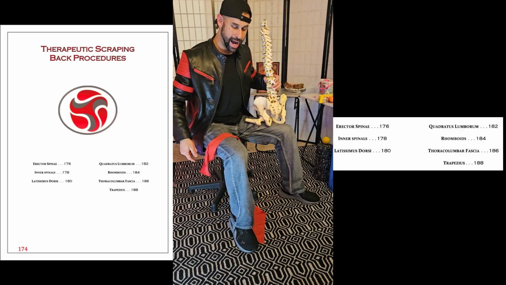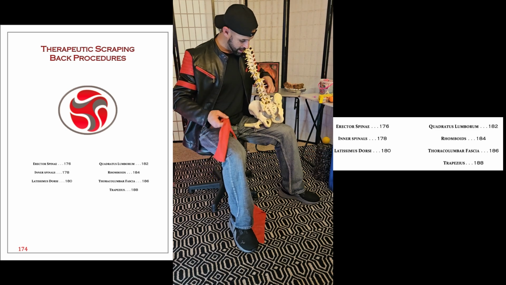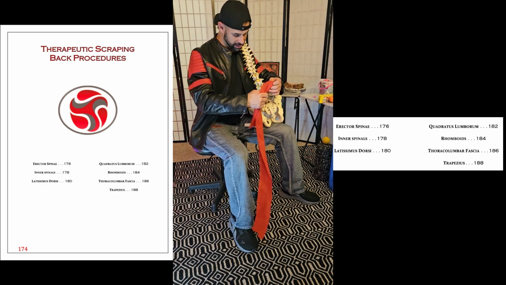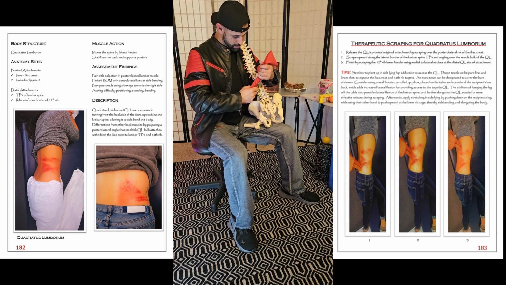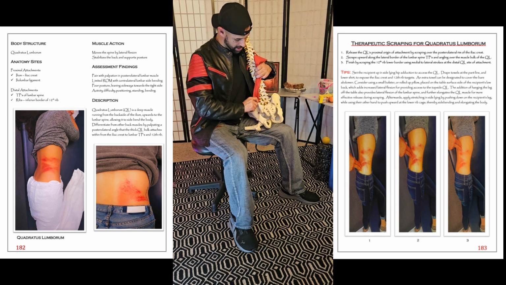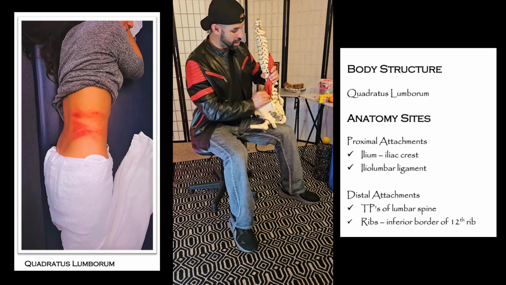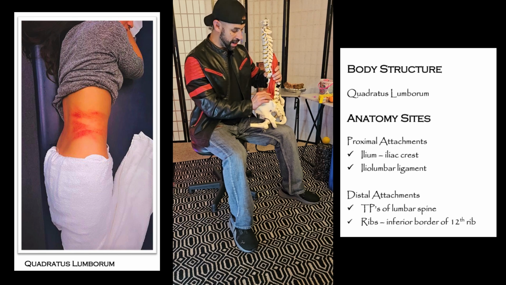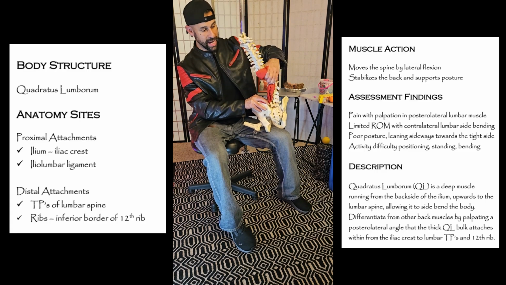Let's do a quadratus lumborum, often called the QL muscle. It is a muscle that situates itself like this. It's on the inner rim of the ilium, and it goes to the transverse processes, or basically the side of the spine. And thereby, when it pulls tight, it makes a spine side bend.